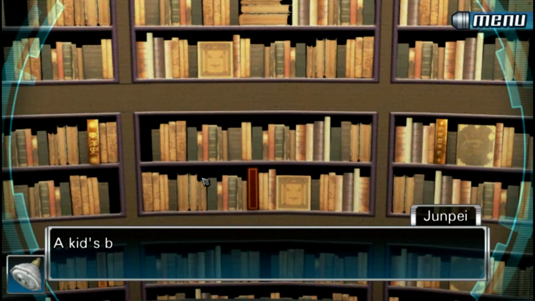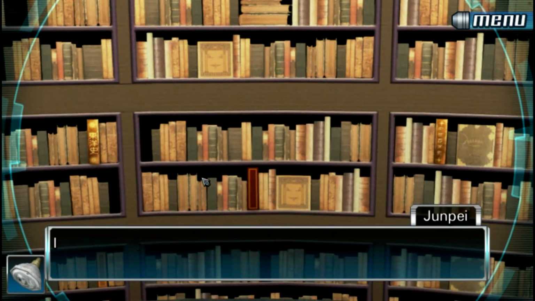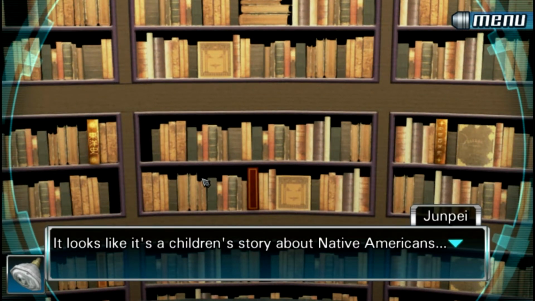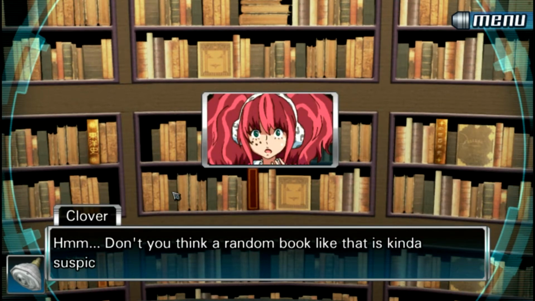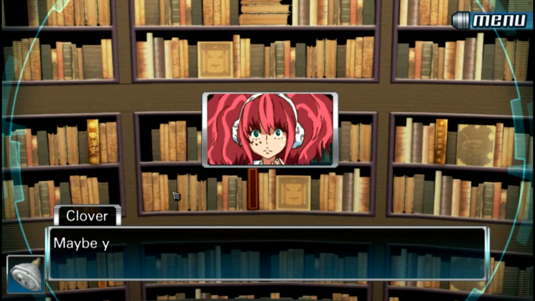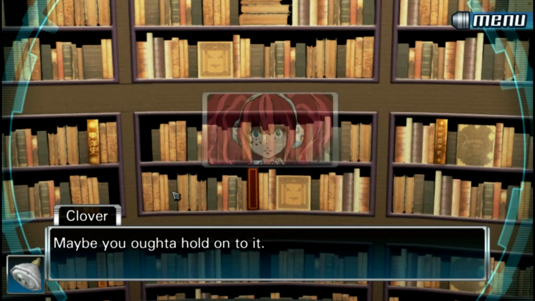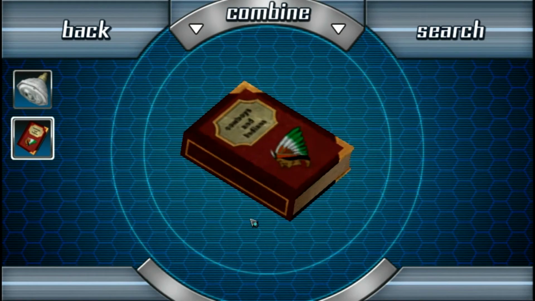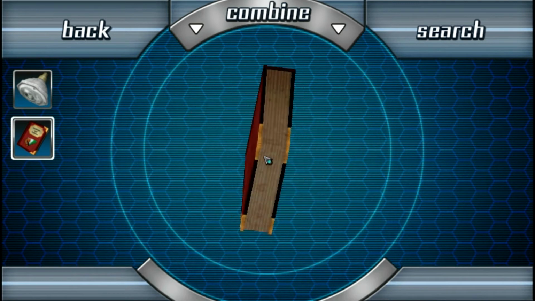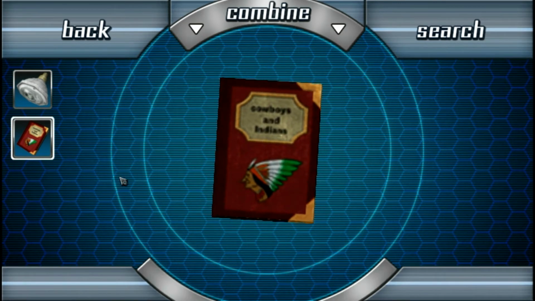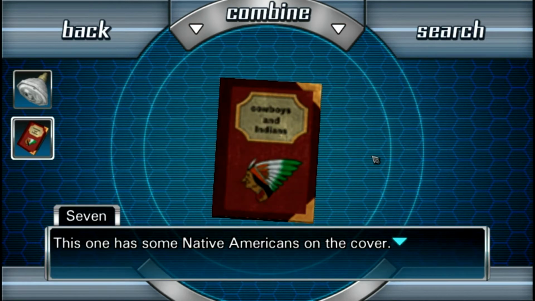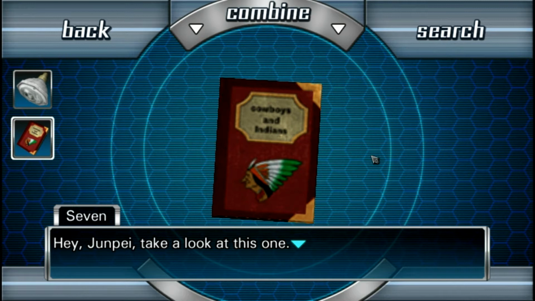What about this section? A kid's book? Here? It looks like it's a children's storybook. A story about Native Americans. Don't you think a random book like that is kind of suspicious? Maybe you ought to hold on to it. Oh yeah, it's a children's book. In such a place like that? I guess so. This one has some Native Americans on the cover.